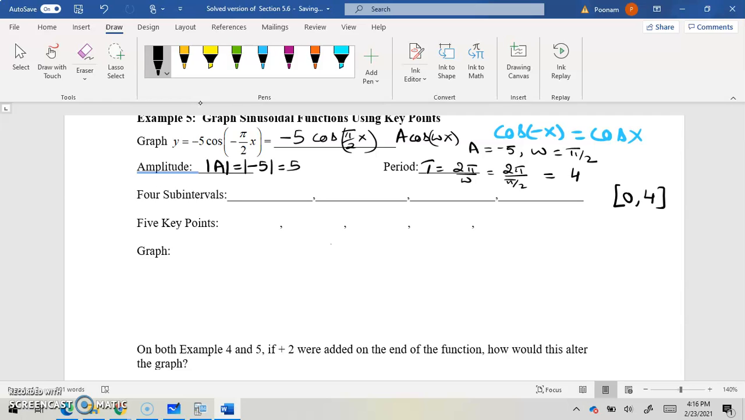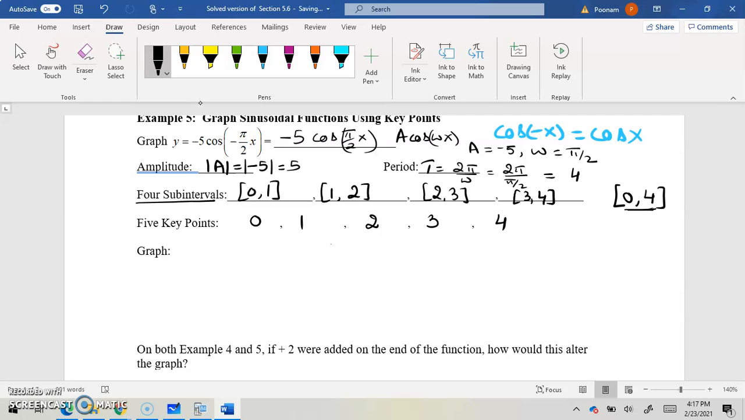I have to divide that into 4 equal subintervals. Each would be of length 1, right? The total length is 4, so each would be of length 1. So 0 to 1, 1 to 2, 2 to 3, and 3 to 4. What are the key points? The key points are 0, 1, 2, 3, and 4.